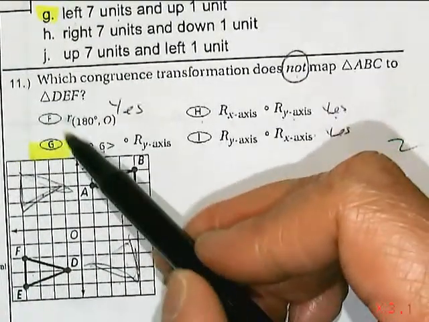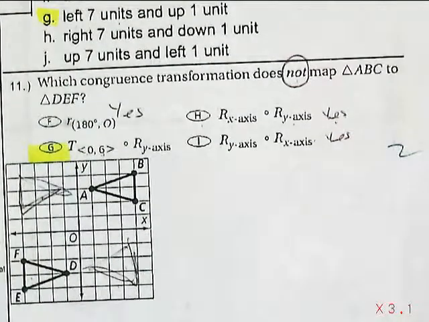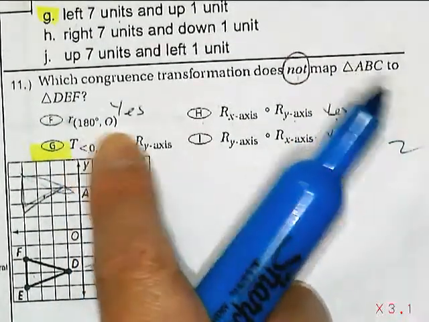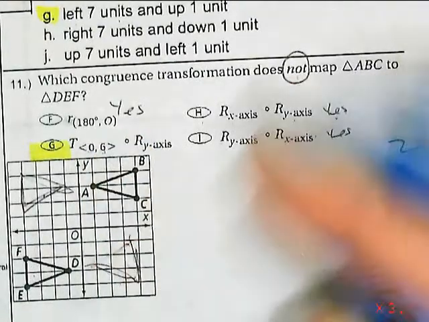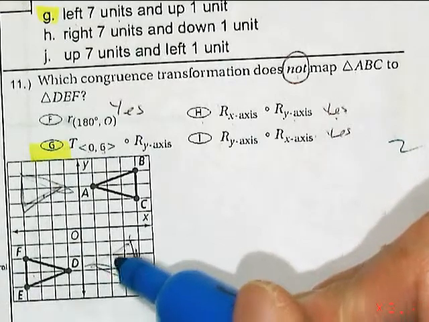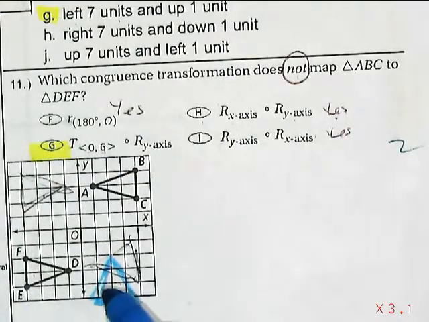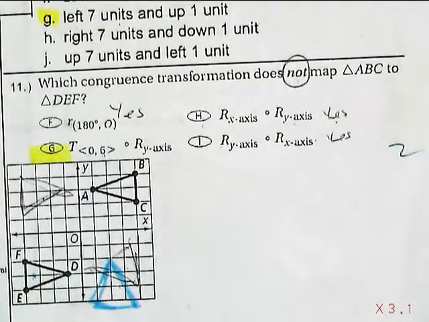Look at letter choice F. Rotation of 180 degrees around point O, or the origin. So if you did 90 degrees, it would probably look something like this. And then rotate it another 90 degrees, and it'll end up like that.